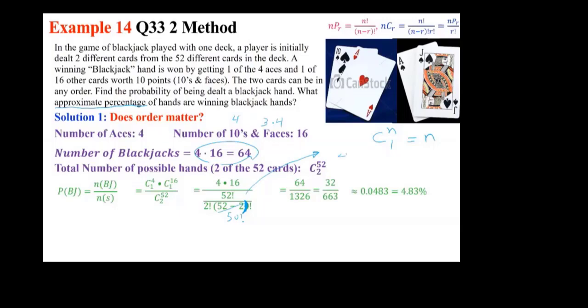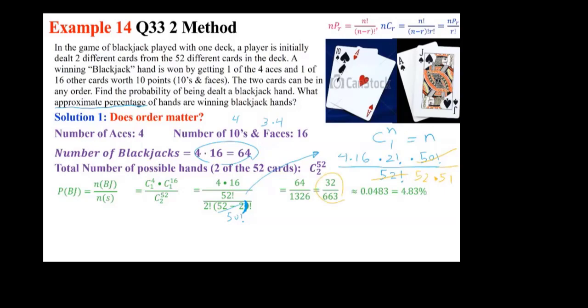This one would be 4 times 16 times 2 factorial times 52 minus 2, 50 factorial over, simply put, 52 factorial. See that this can be simplified. And the way you simplify it, this can go away. This can go away and changes to 52 times 51. And now you simplify and you end up with this fraction.